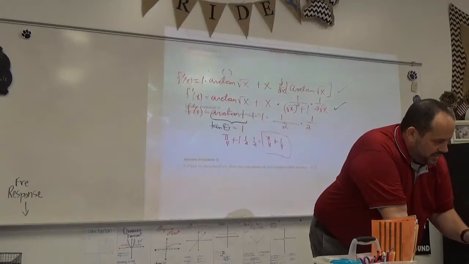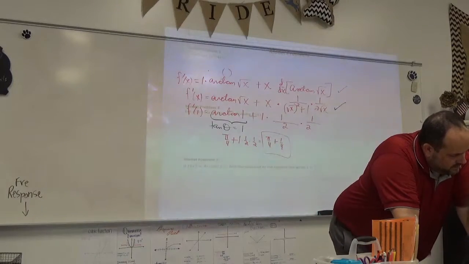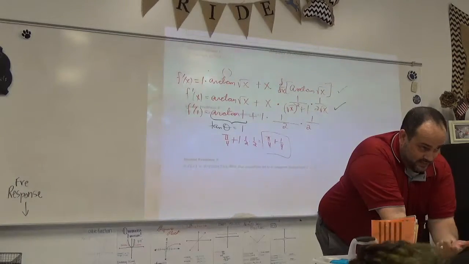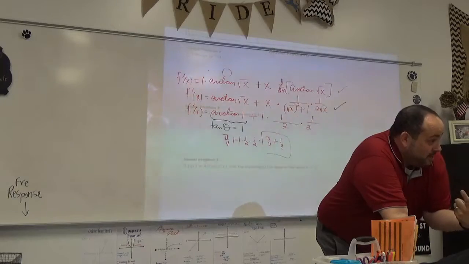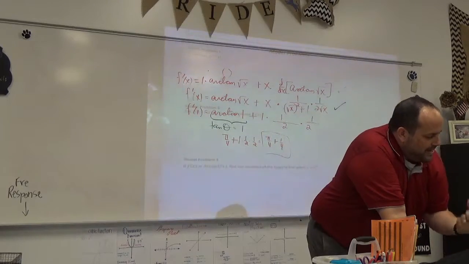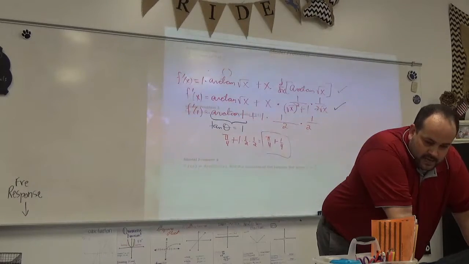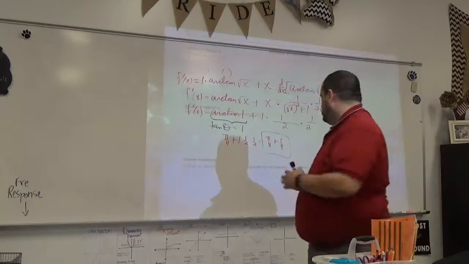You want the equation of the tangent. What do you need in order to get the equation of the tangent? You need the slope and a point. That is that slope. Because you need slope, you have to find it.